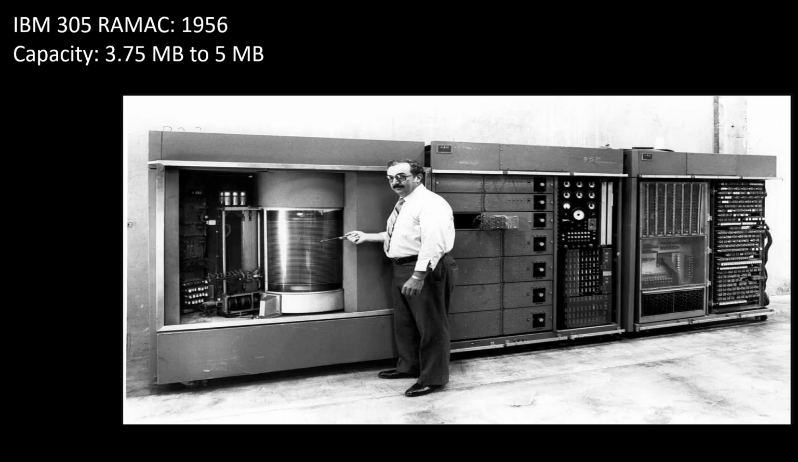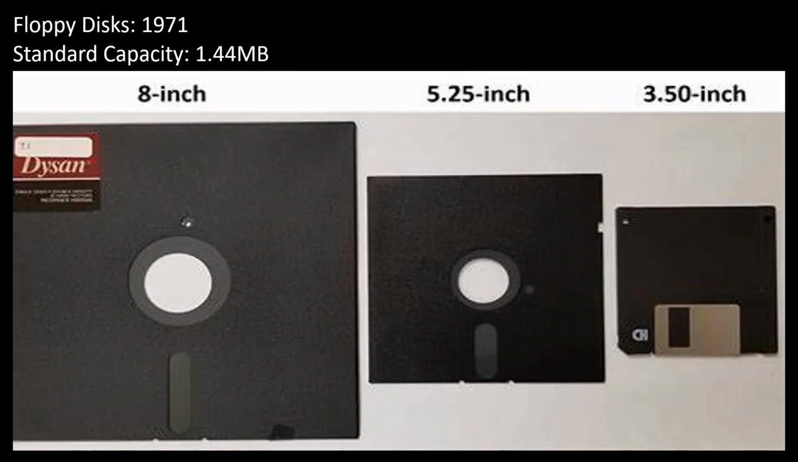It was a significant increase in the data storage. However, IBM RAMAC weighed over a ton and monthly leasing cost was $3,200, which is almost equal to $30,000 in 2021. In 1971, there was a revolution in the magnetic data storage by the introduction of the floppy disk.